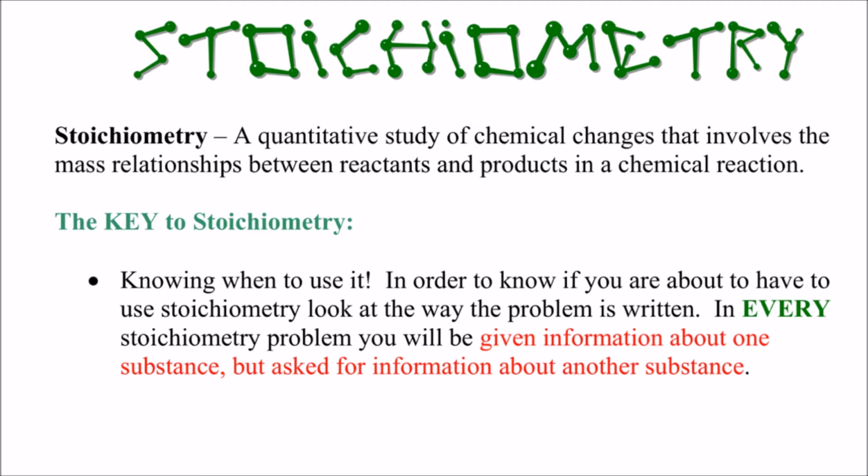What stoichiometry is going to allow us to do is to calculate information of a substance that we don't know anything about. Okay, we could know something about one substance, but this is going to actually let us calculate information about a completely different substance. So the key to stoichiometry is knowing when to use it. One way that we can recognize that we're looking at a stoichiometry problem is if we're given information about one substance, but then they ask us for information about another substance. If you recognize that that's happening, then you are definitely looking at a stoichiometry problem.